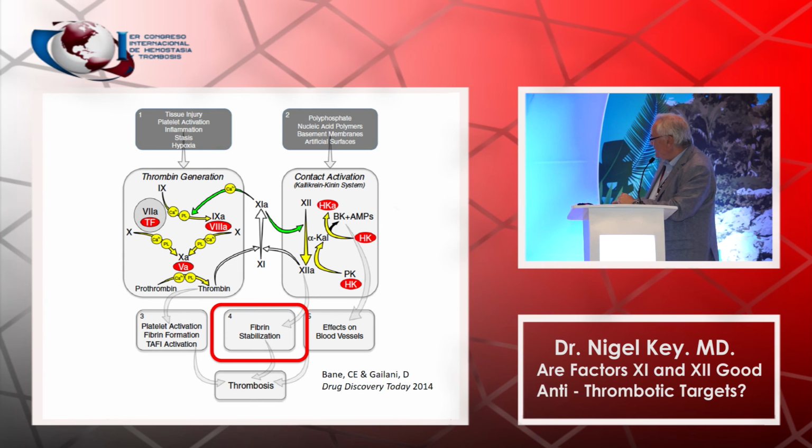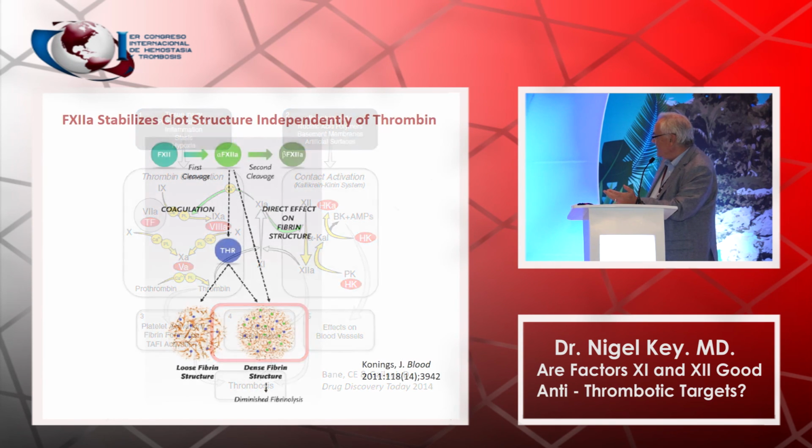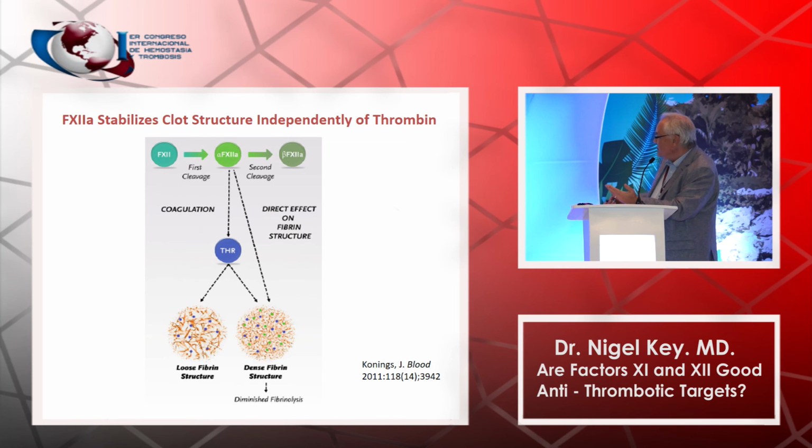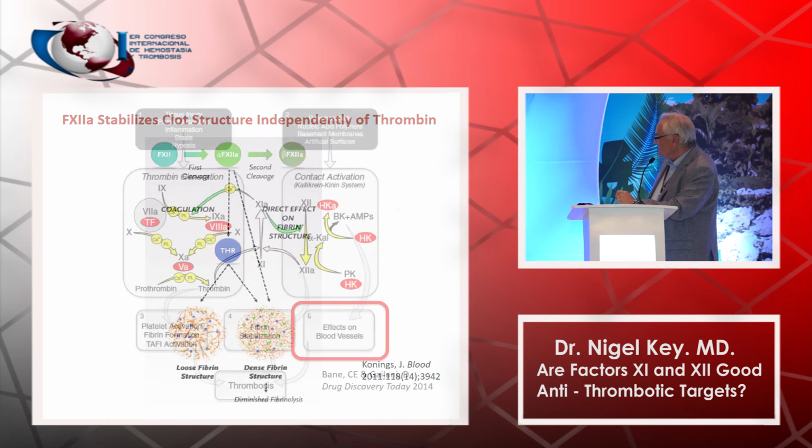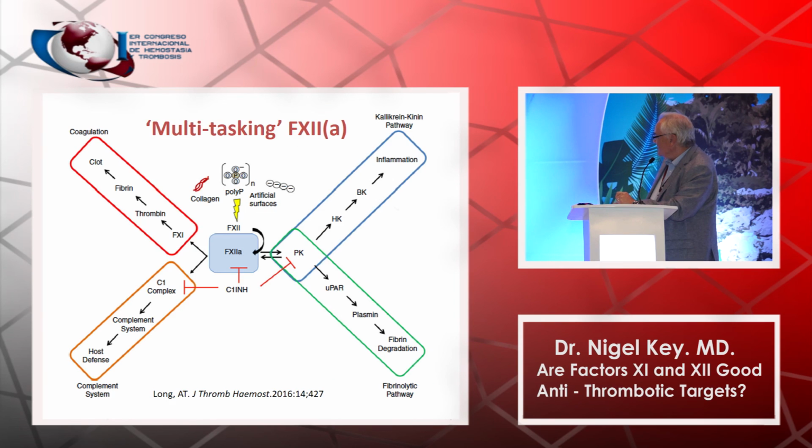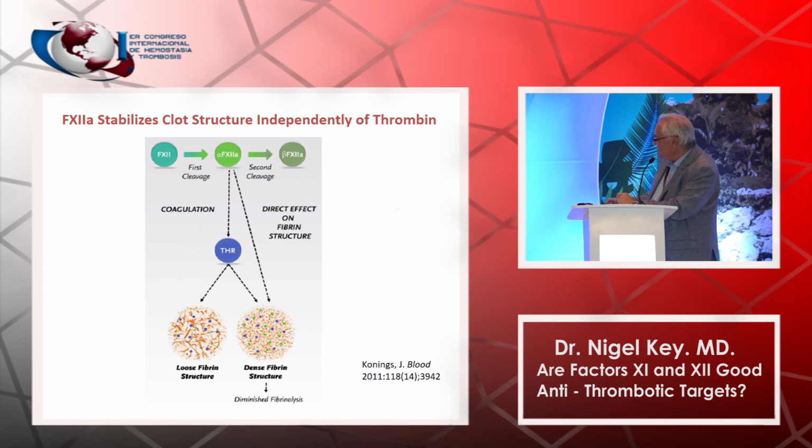So factor 12A, there's an arrow here, may have some other effects that have been described in vitro, like fibrin stabilization. So factor 12A, as I mentioned, maybe under some circumstances, maybe thrombosis rather than hemostasis, can get involved in thrombin generation. That's not good. It can have effects on the clot structure. However, factor 12A may also have some effects on the fibrin structure and as such have a direct procoagulant effect.